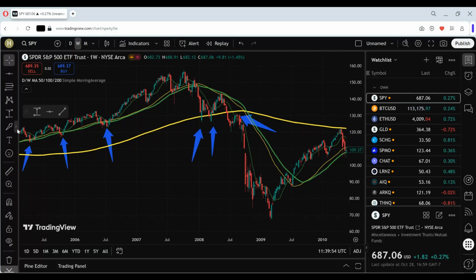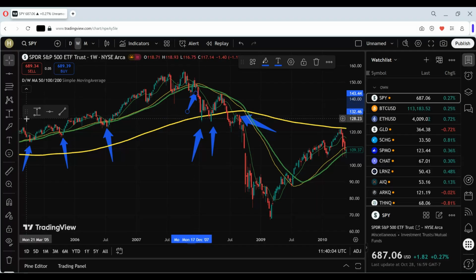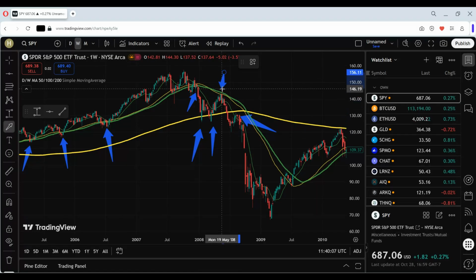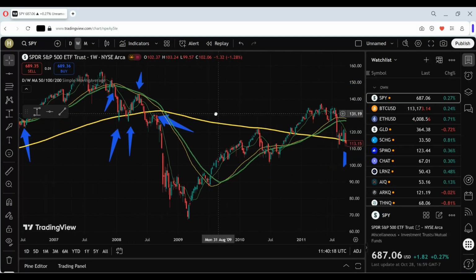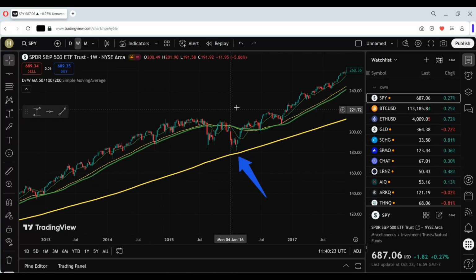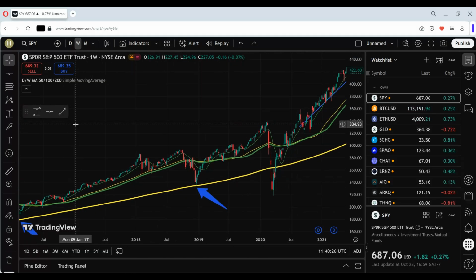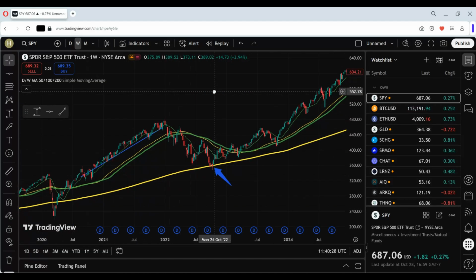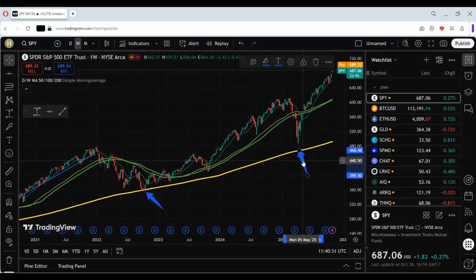And so we have our warning sign here in 2008. We broke below the green line here. And we didn't just stay there for a week or two. We went significantly below it. And then once again, we came back to test it here, and we got rejected. That could be a warning sign to take profits or be more conservative in the market. And then we had the big crash. So they don't always work, but they're a fairly decent indicator. These 50-week, the thick green, and the 200-week, the thick yellow.